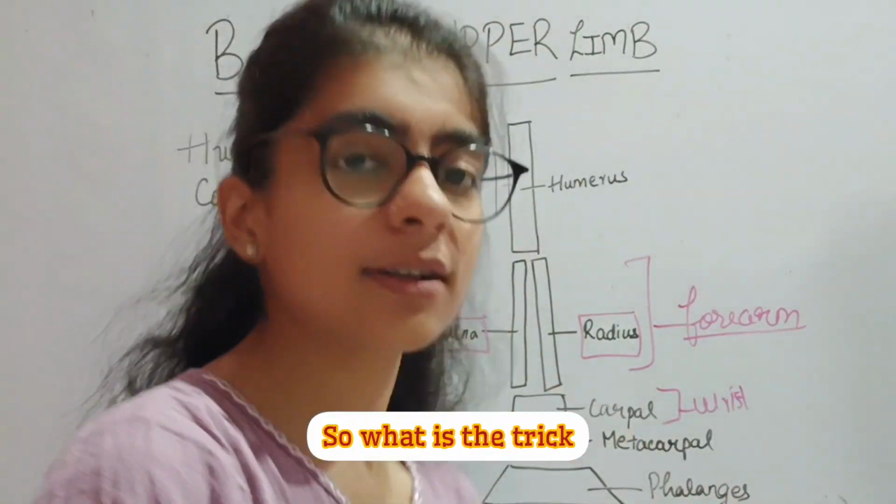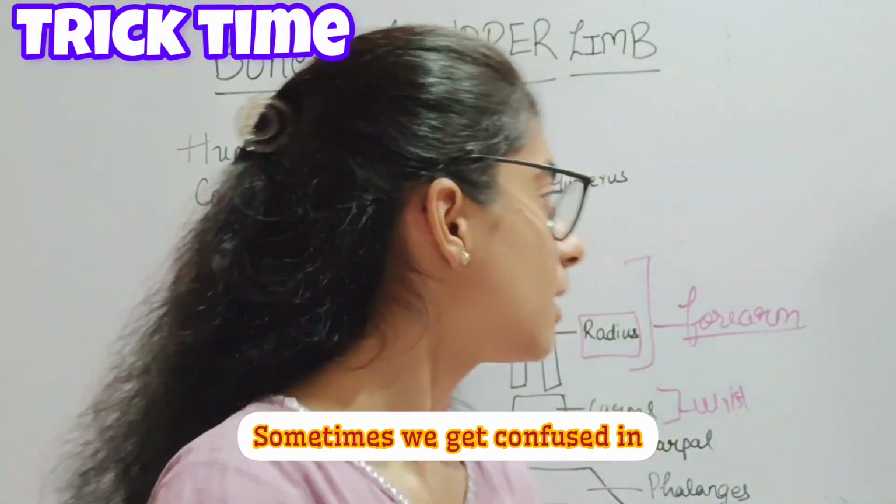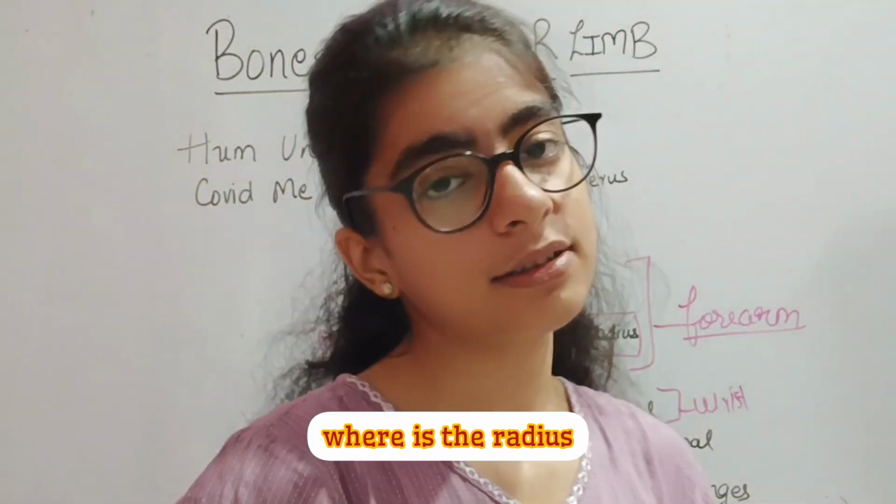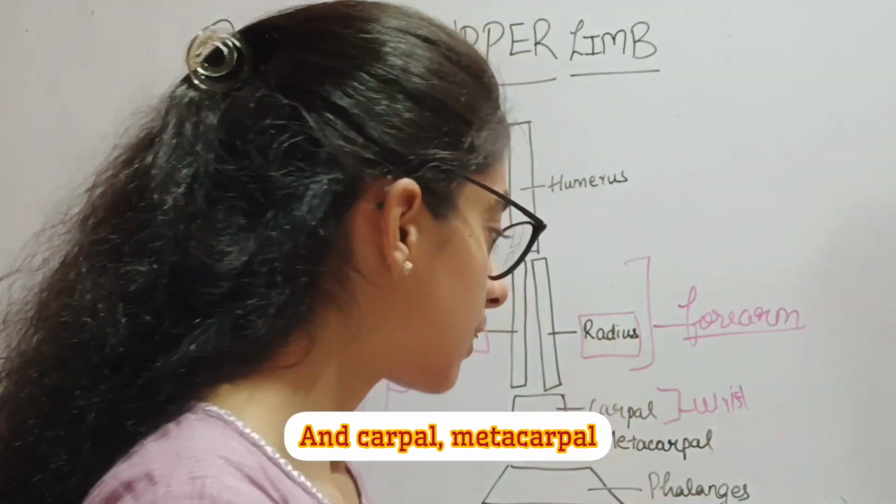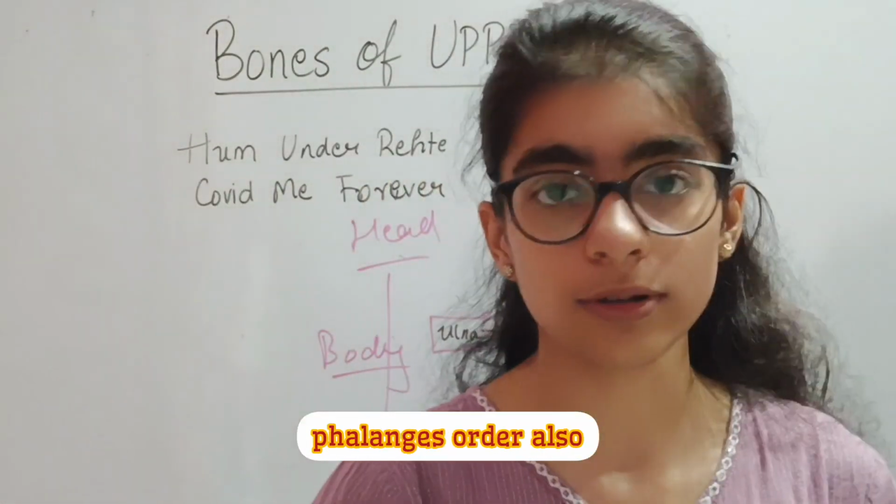So what is the trick? How to learn these bones? Sometimes we get confused about where the ulna is and where the radius is, and also the order of carpals, metacarpals, and phalanges.